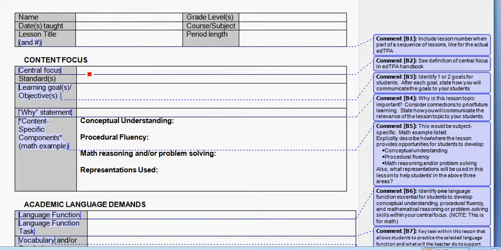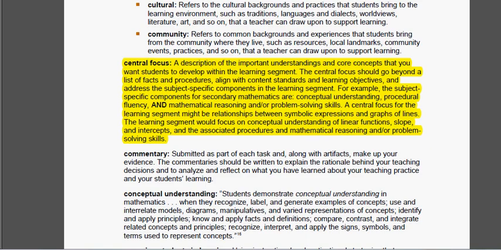So the central focus is something that you should view the definition of in the EdTPA handbook. So we can see here, according to the handbook, the central focus is a description of the important understandings and core concepts that you want students to develop within the learning segment. The central focus should go beyond a list of facts and procedures. It should align with content standards and learning objectives and address the subject-specific components in the learning segment.